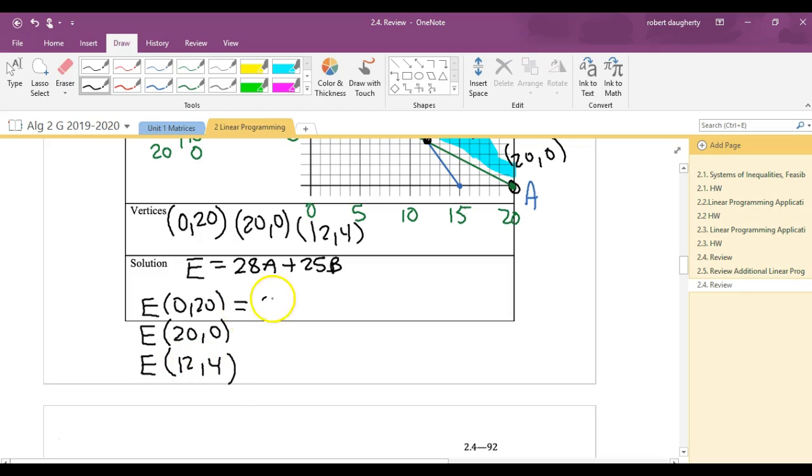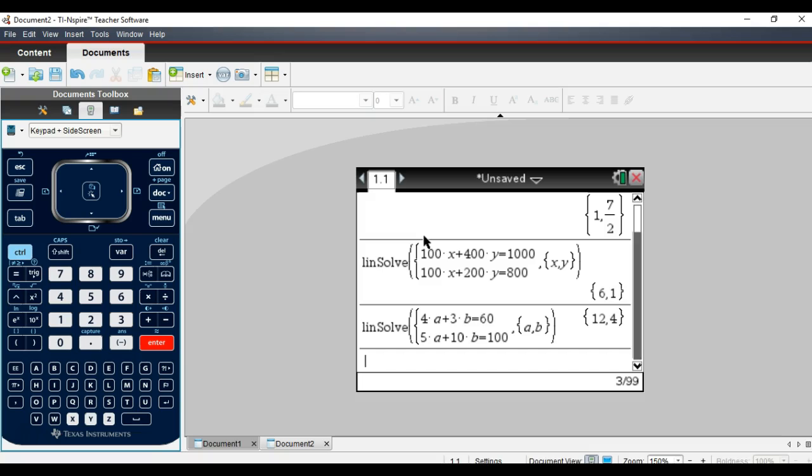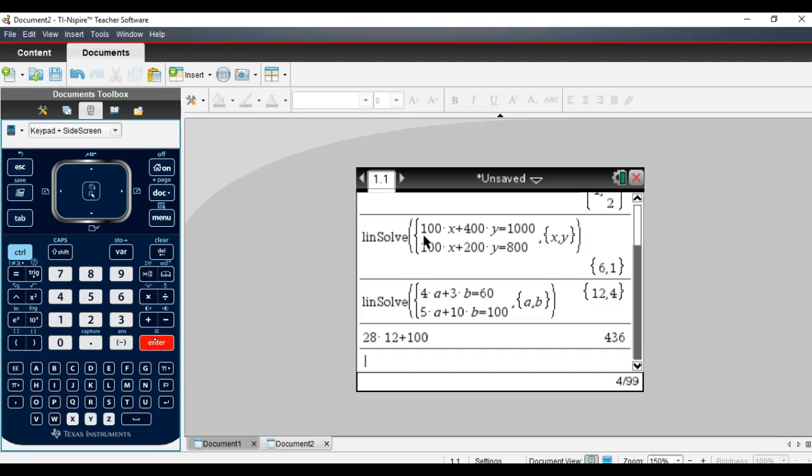So this is going to be 25 times 20, which is 500. And this one is going to be 28 times 20, which is 560. And the next one is going to be 28 times 12 plus 4 times 25. So 28 times 12 plus 4 times 25 is 436.